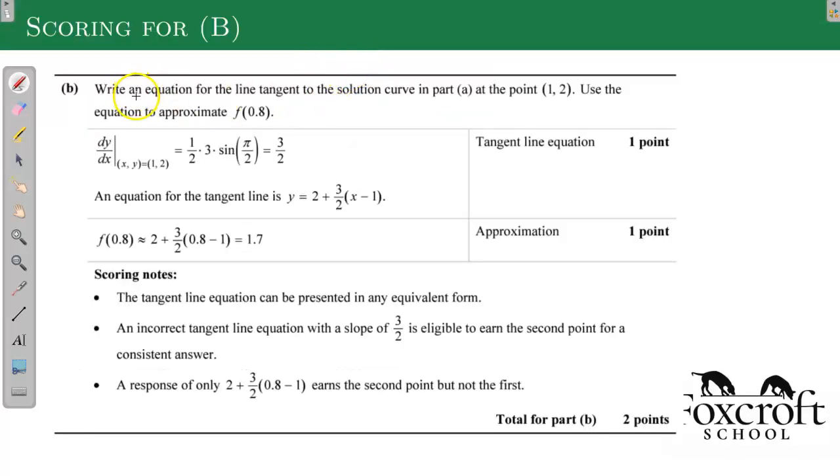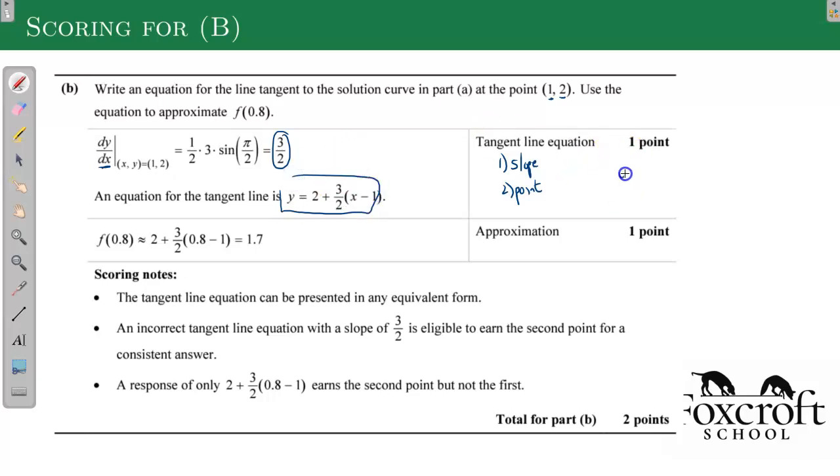All right, part B, write an equation for the line tangent to the solution curve at 1, 2, and use the equation. So remember, you're making a tangent line. You need 2 things, a slope and a point. They give you the point. How do you figure out the slope? Well, the differential equation, the derivative, is just a bunch of slopes. So if I put in the point 1 for x, 2 for y into my differential equation, I get 3 halves, and that's the slope of my tangent line.